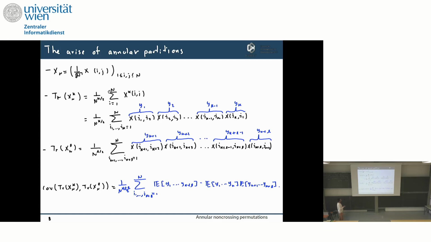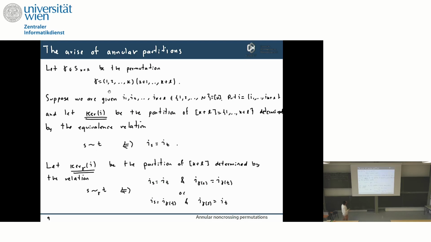Remember, I want to analyze the covariance. That's the expected value of some product minus the product of some expected values. So I just expand out my trace. I relabel each of the entries in this product as variables y1, y2, and so on. So it gets this very simple expression. Of course, the y's depend on the indices i. So far, I haven't assumed anything about the random matrices, so all of this is in general.